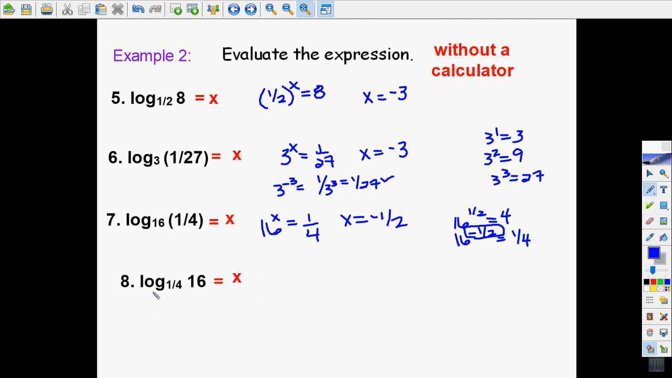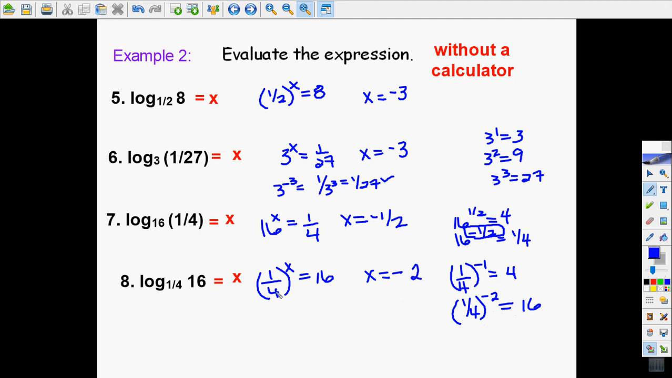All right, let's do this one. Write down on your paper log base 1/4 of 16 and then add the equals x part. So 1/4 goes in parentheses, raised to the x power equals 16. So it's exactly the opposite of this one. How do I go from a fraction to a whole number? Well, the exponent has to be negative. So let's do 1/4 in parentheses raised to the -1 power. We get 4. Let's do 1/4 in parentheses raised to the -2 power. We get 16. So if x is -2, that will give us 16. Right?